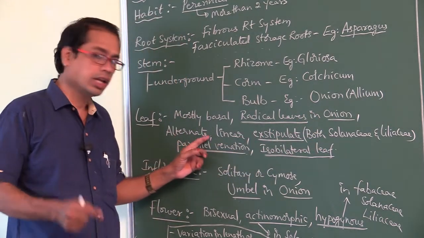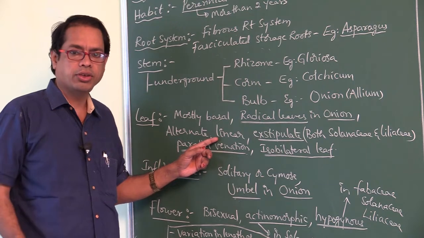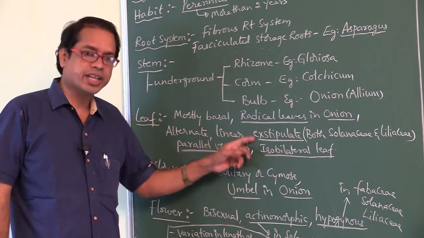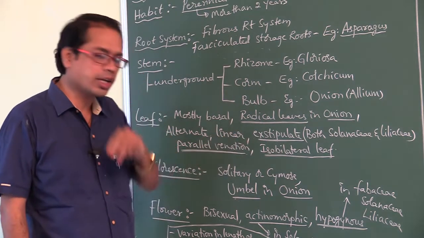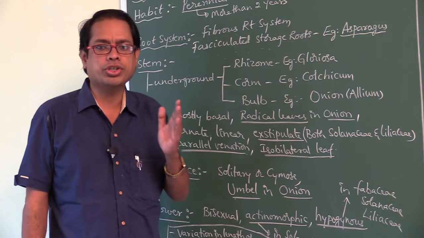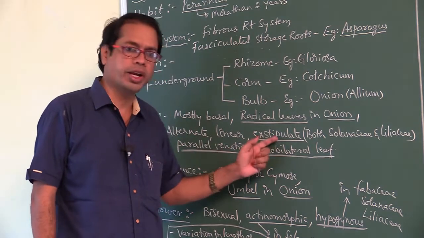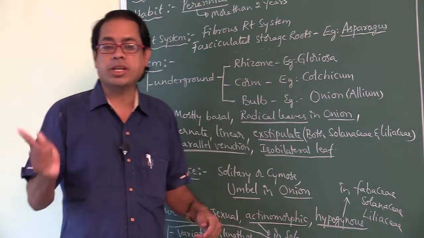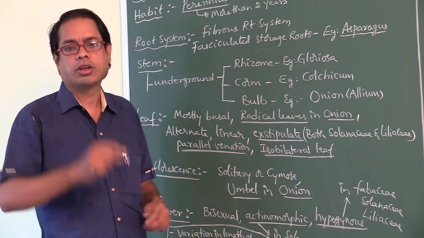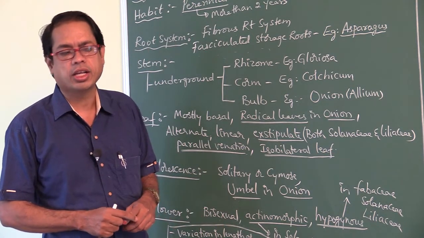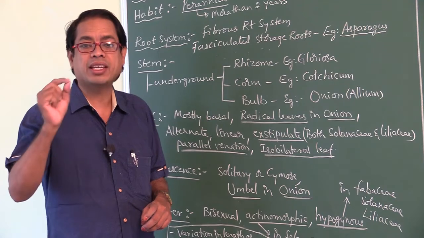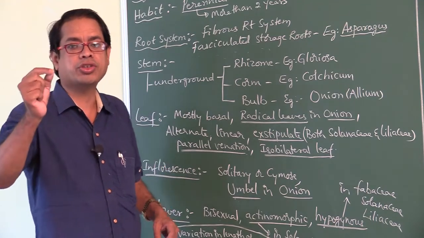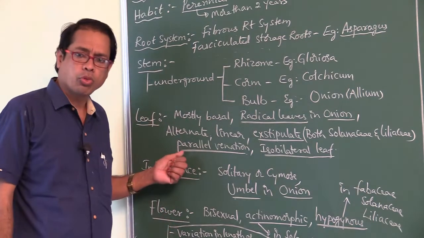Alternate phyllotaxy, linear leaves. Leaves are linear, straight. Overall exstipulate condition, that is, a leaf without stipules is called exstipulate, found both in Solanaceae and Liliaceae, whereas in Fabaceae it is stipulate. What type of stipules do you find in Fabaceae, for example pisum? Foliaceous stipules are present.